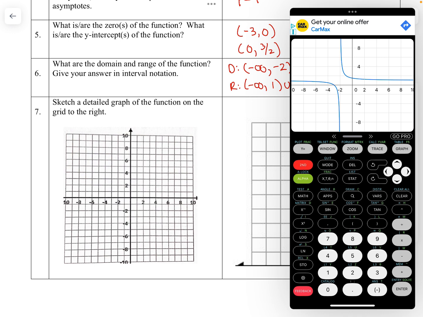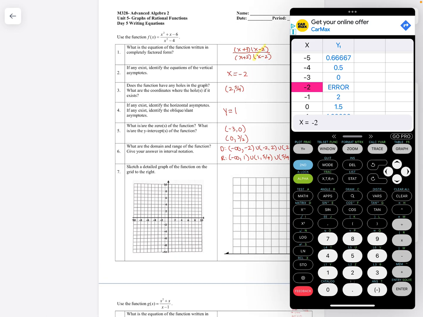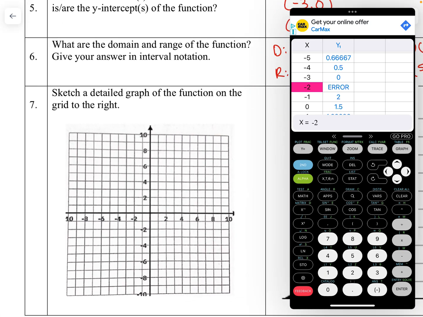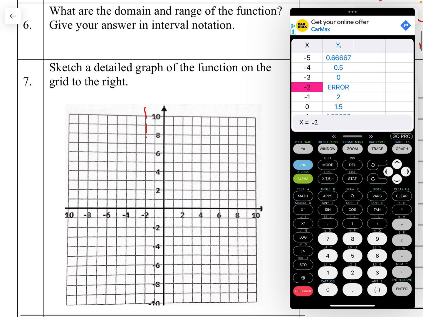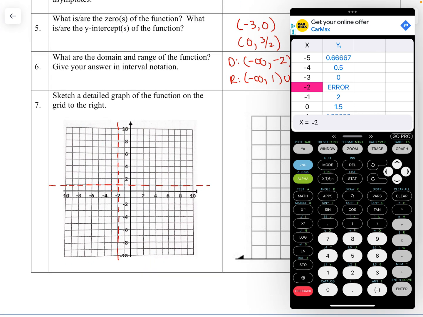So I'm going to go to my table of values. My vertical asymptote we know is going to be at the -2, and my horizontal at +1. So I got those graphed. I'm also going to put the value of the hole on the graph, and of course I can put my intercepts on there. So -3, 0 is a nice point to put on there, and 0, 1.5 is not bad either.